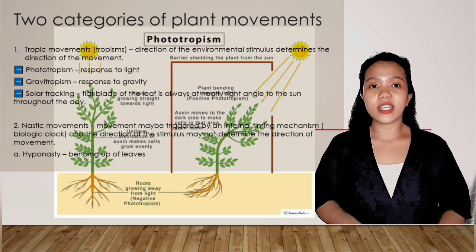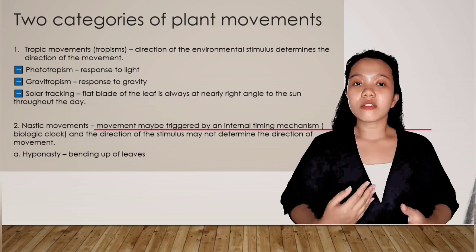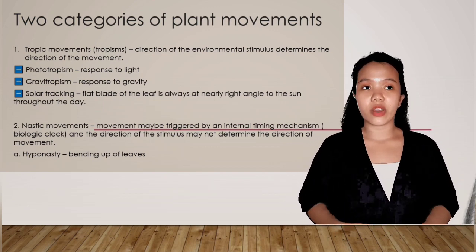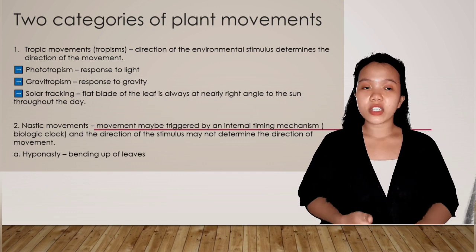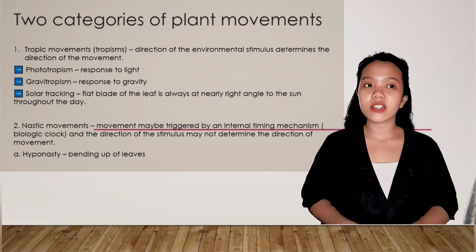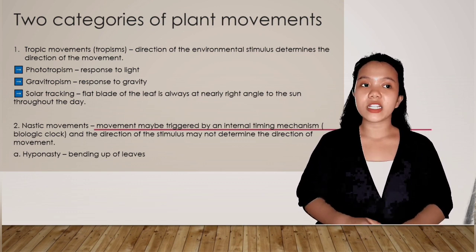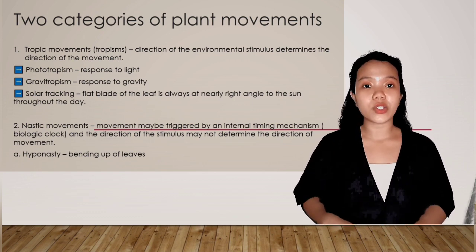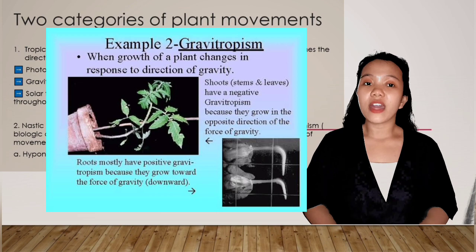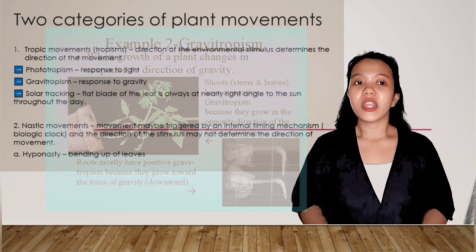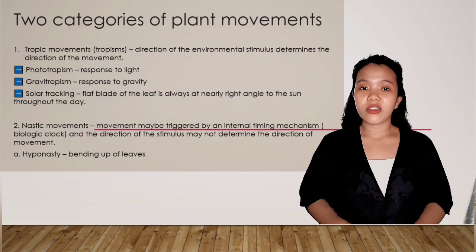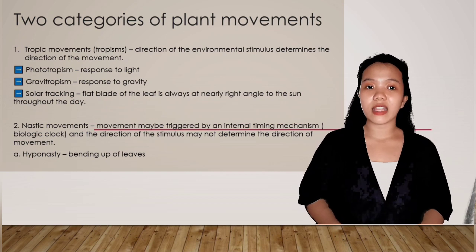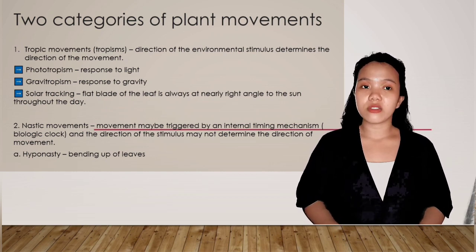The next one is gravitropism. Gravitropism responds to gravity. It is a coordinated process of differential growth by a plant in response to gravity pulling on it. And I'll show you some pictures of gravitropism. And the last is solar tracking. The flat blade of the leaf is always at nearly right angle to the sun throughout the day.